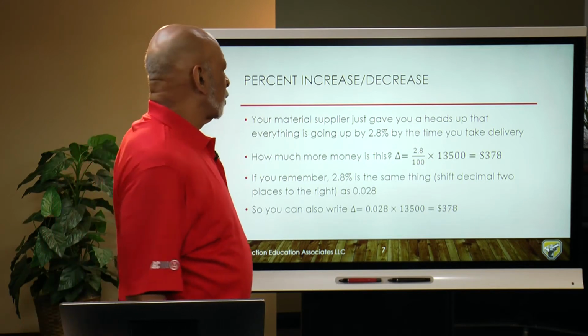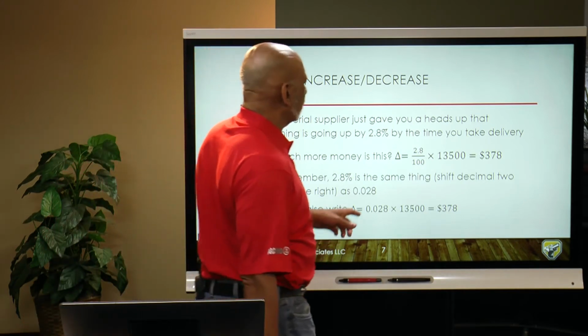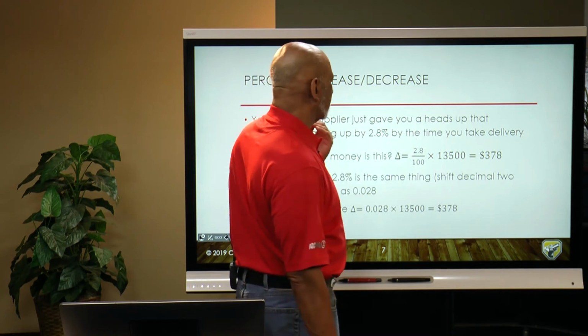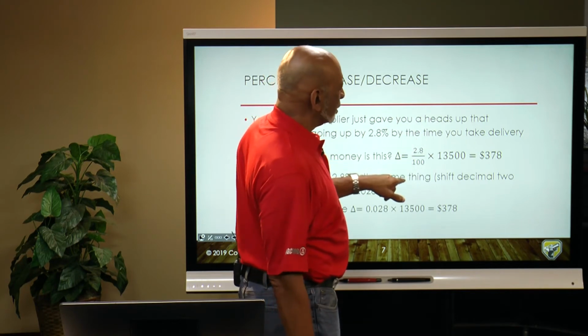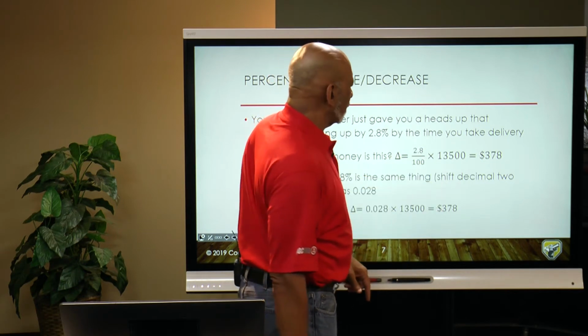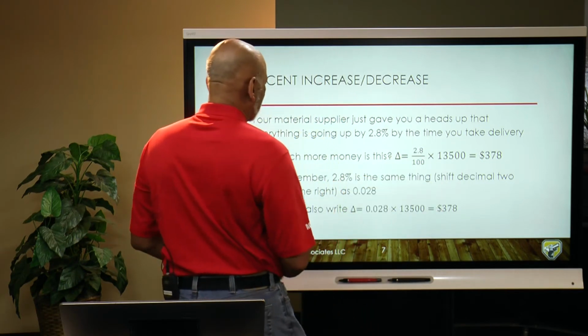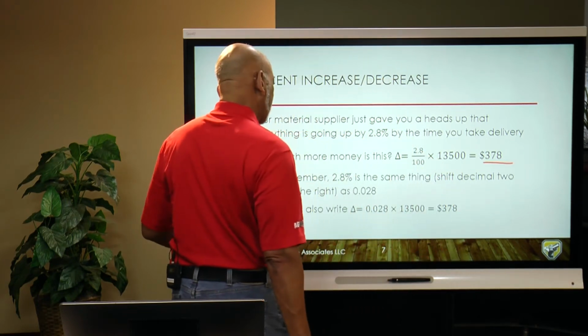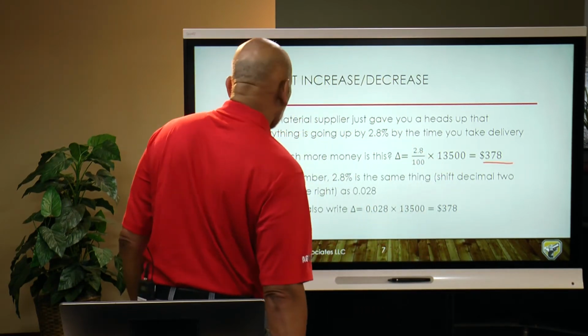So the delta is going to be 2.8, and you divide that by 100 to make it 0.028. You're shifting the decimal place back because you want to use the decimal, times 13,500. So you wind up with the information that it's going to cost you $378 more.